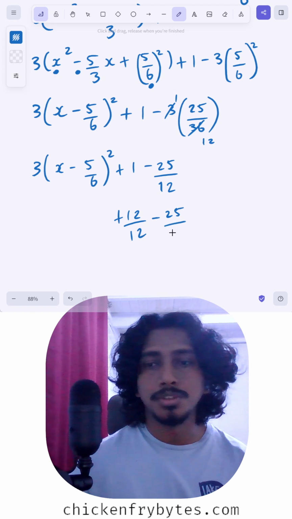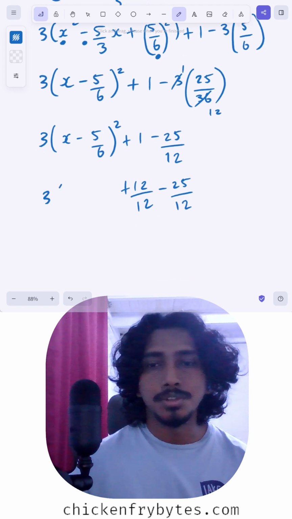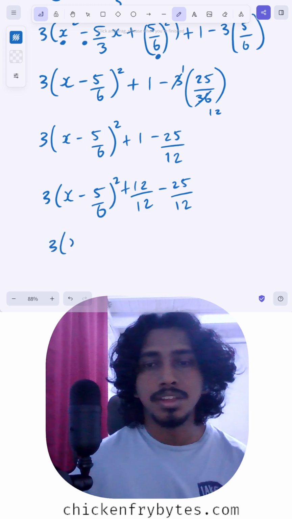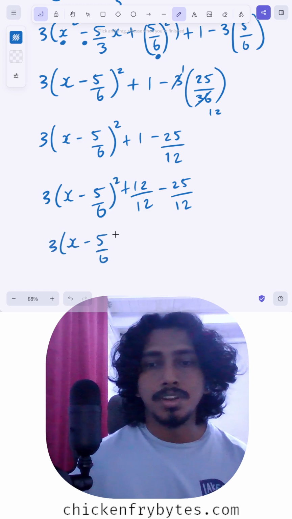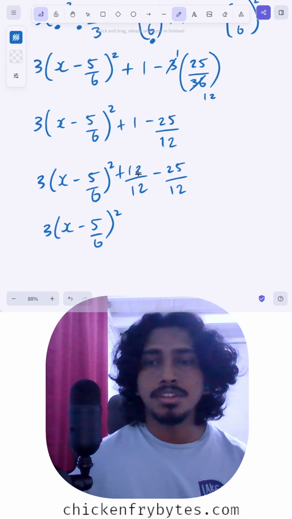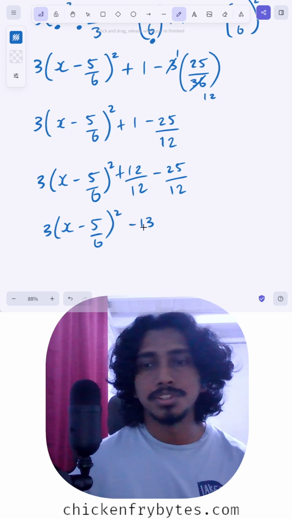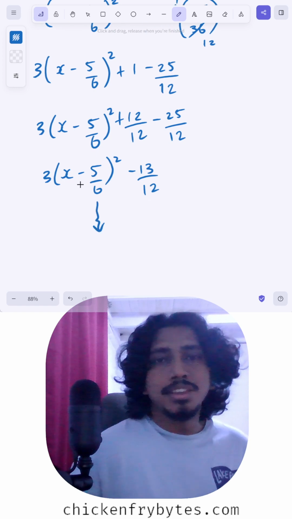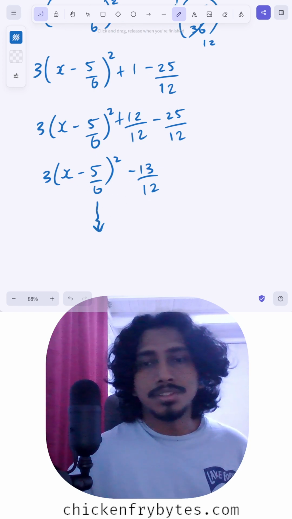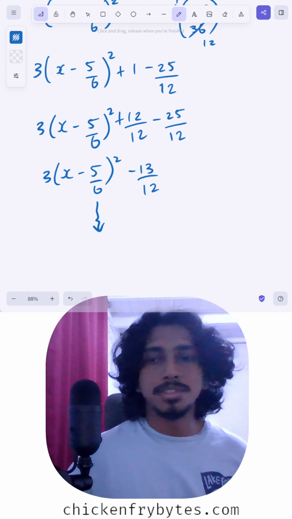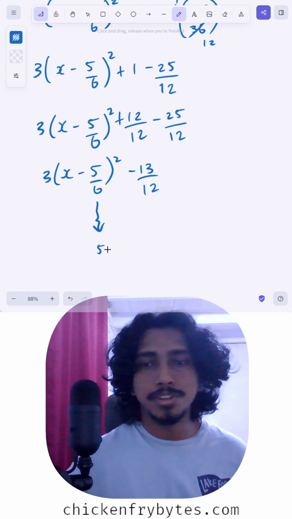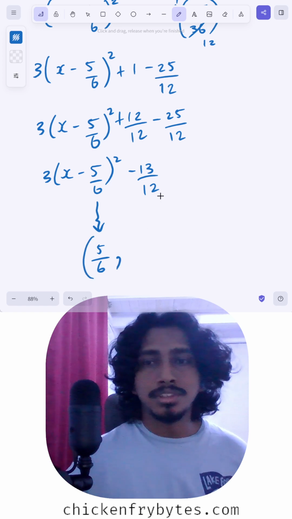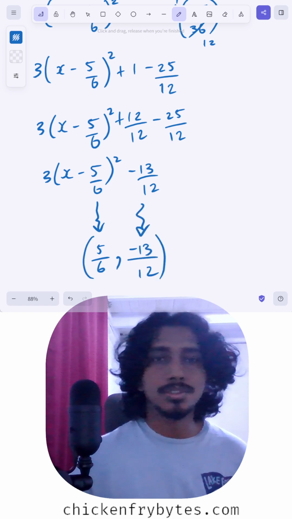Subtracting 25 upon 12. All right, of course, we can rewrite this because that doesn't change. And so we have 3 into x minus 5 upon 6 all squared. You have 12 and you owe 25, you still owe 13 over 12. And so this means, well, h is a negative value now. So when we take h as negative 5 upon 6, negative h will be positive 5 upon 6. And the k is still negative 13 over 12. All right, so that there is our turning point.